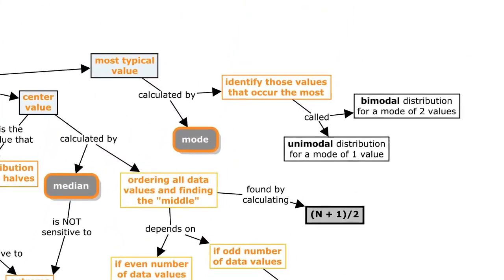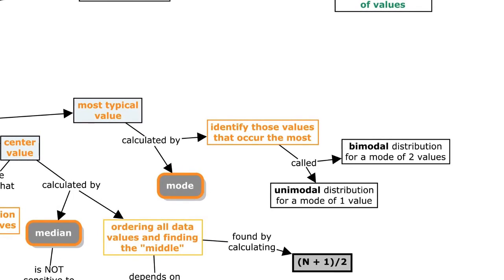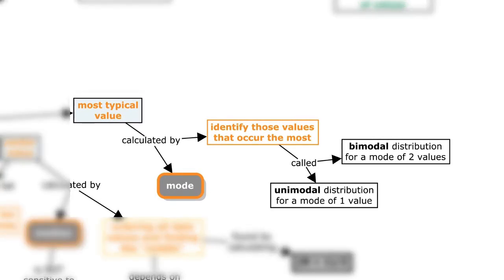Moving right along, we have the third of our three measures of central tendency, and that is the mode. The mode represents the most typical value in your distribution. In other words, it's going to be the number in your distribution that occurs the most.